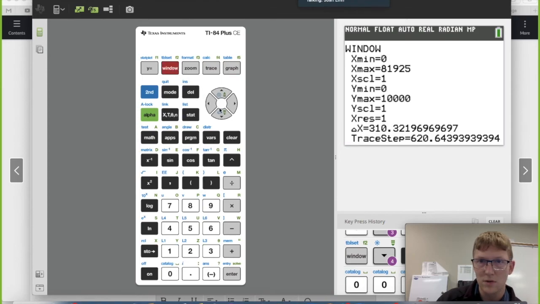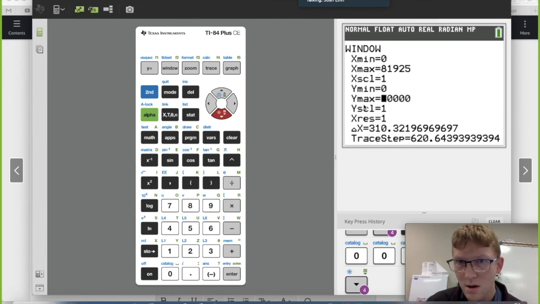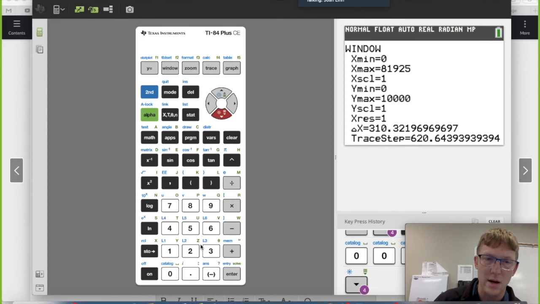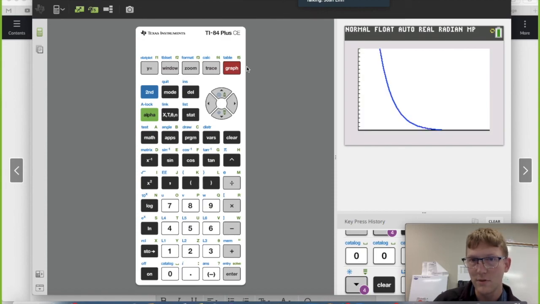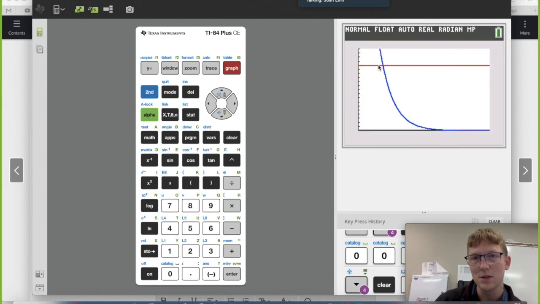Okay, still not helping us. So let's think about it. We want to be able to see y equals 16. So having this maximum be so huge is not helpful. We could just change that to 20 and put y equals 16 more or less in the middle of the screen. Hey, now we're talking. So we can see our y equals 16 line, and this is our exponential decay, and it does cross at some point.